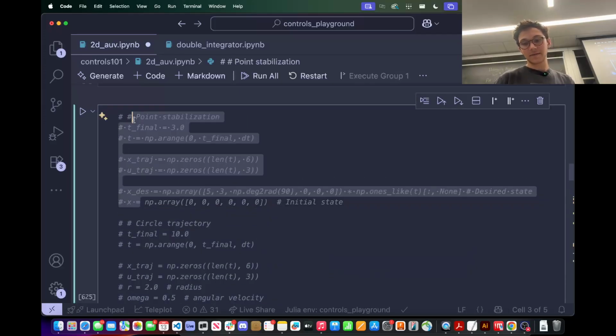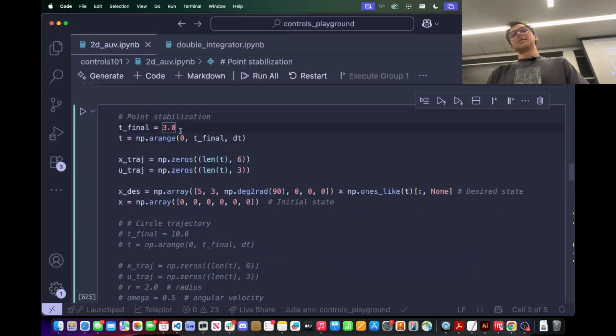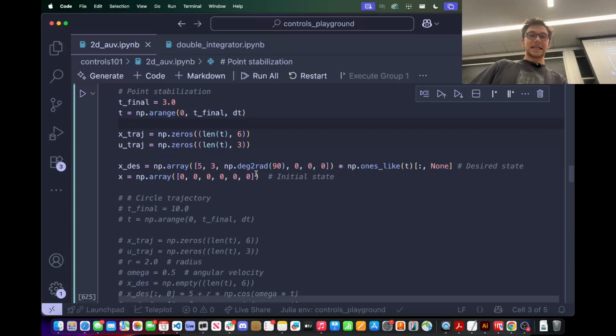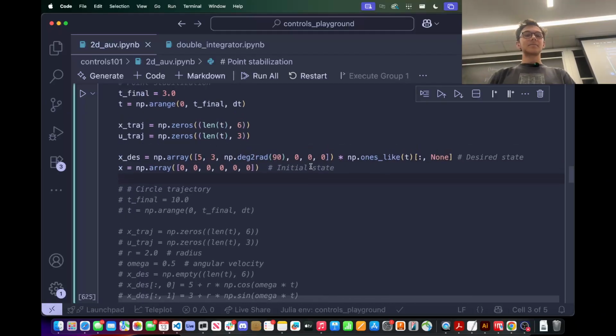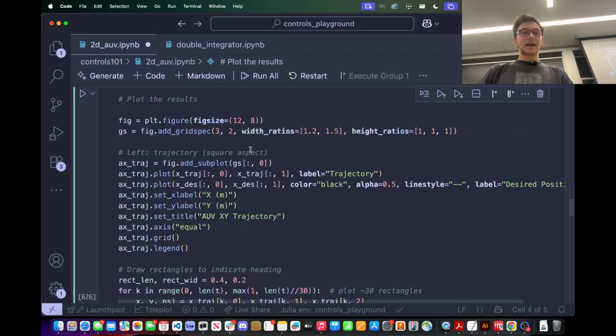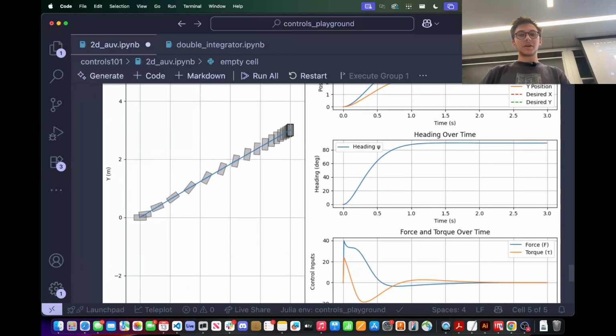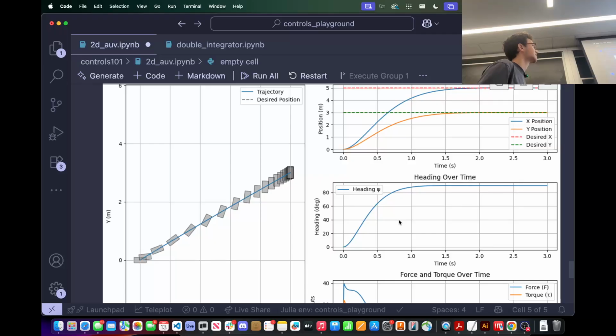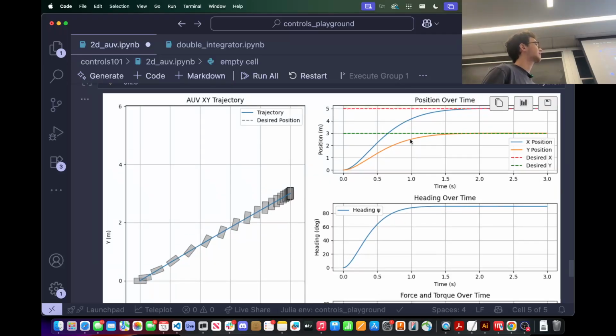And then we can look at some stuff now. So let's say we want to settle at 5, 3, and 90 degrees. So this is the heading. We're going to start at 0, and we want to go like that. So we want to face plus 90 and go 5 this way, 3 this way. So we can do that. And if we plot the results, we can see the heading over time converges quite nicely to 90 degrees. And then the x and y position go to where we want them to go.